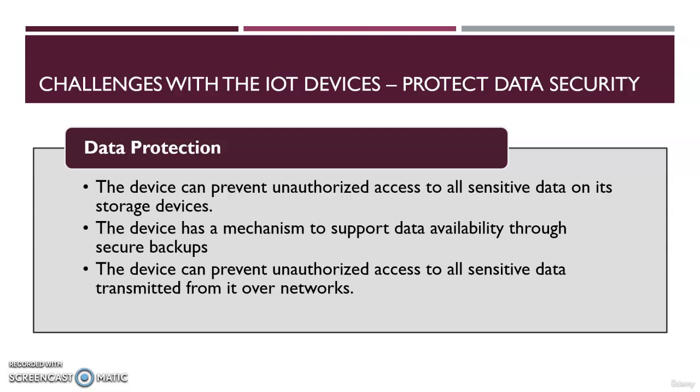Next, the device can prevent unauthorized access to all sensitive data transmitted over the network, but in case of IoT devices, they may not provide sufficiently strong encryption capability for protecting sensitive data sent in network communication, and also they may not verify the identity of any other computing device before sending sensitive data in network communication. So this is what we understand about the challenges for a mitigation technique, that is, protect data security.